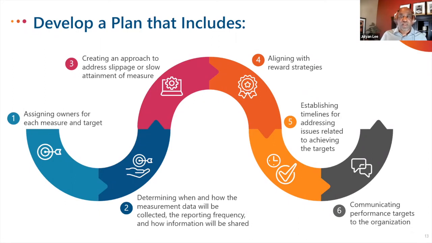And then we have to align on what rewards and strategies exist, and establish timelines to address these issues and the targets that we achieve. And then also communicate the performance targets to the organization. Let everyone know what we're trying to accomplish with this project.